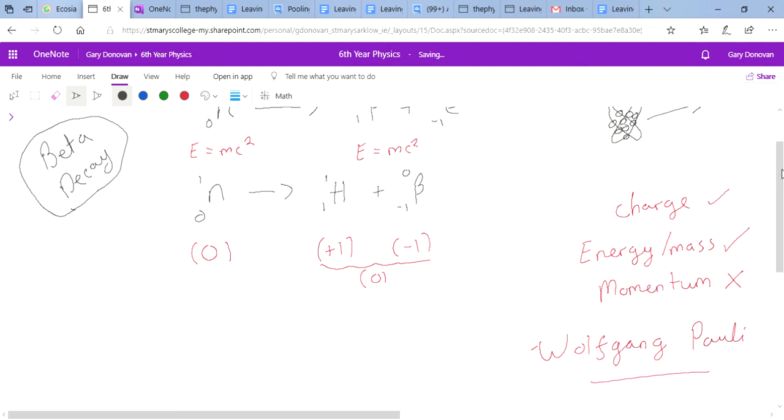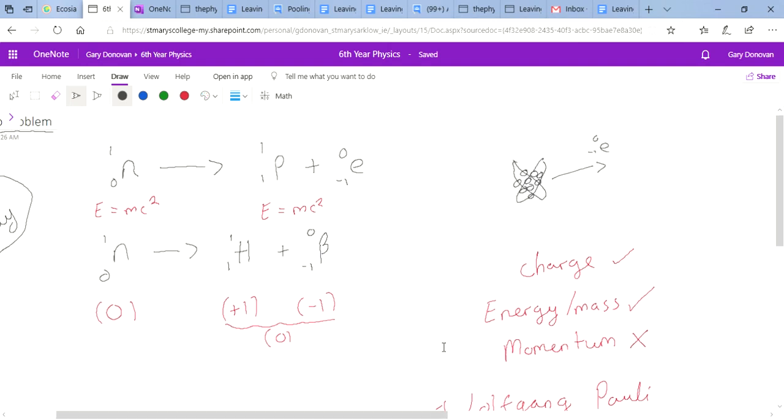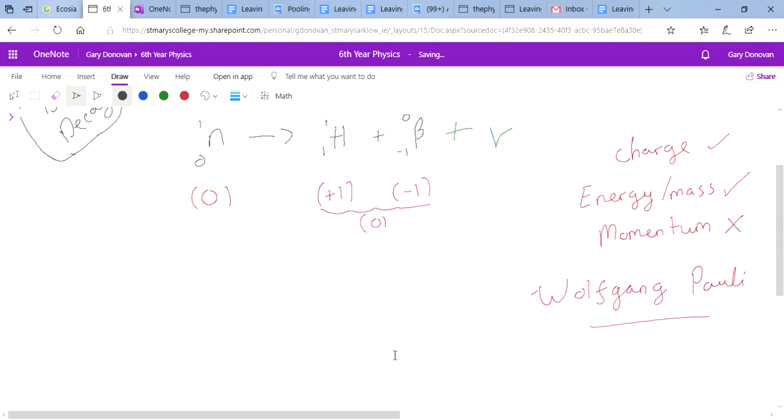It can't be right that momentum isn't conserved, because that's one of our laws. That's one of the things we have to make sure is conserved. So what he actually did was he said, well, in order to make momentum be conserved, I need to add in another particle, an extra particle here that we just can't see, we just can't detect. And he gave that particle the symbol v like this, and he called it the neutrino.